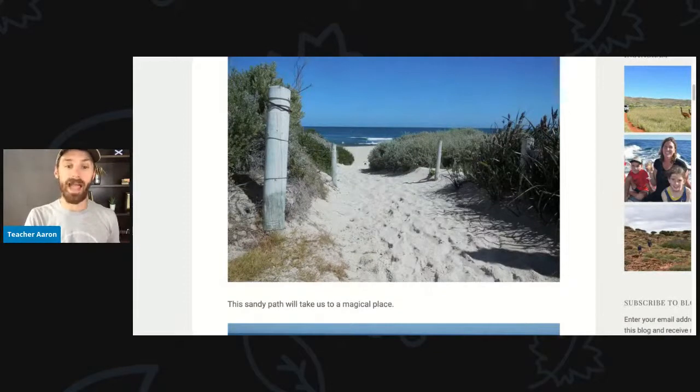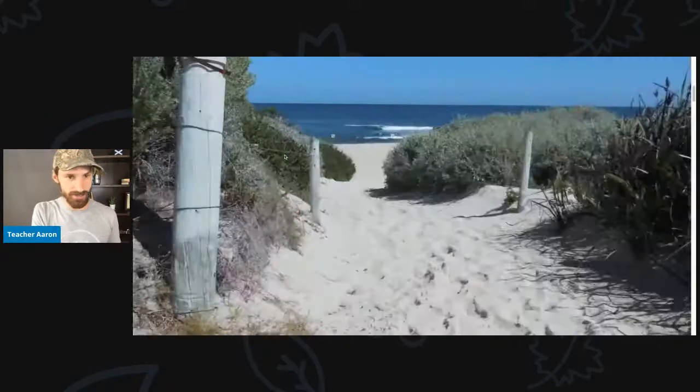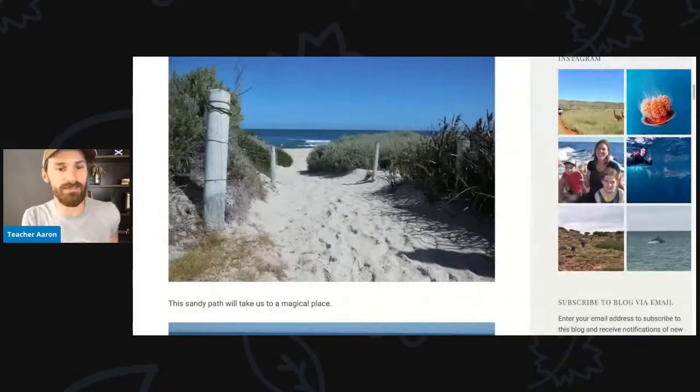Here is a path that leads down to the beach. They have some posts here. Okay, this is a post. I think that's a post too. Okay, they are called fence posts. So this here is a fence. You can see some of the little wires in the fence and the post on the fence.